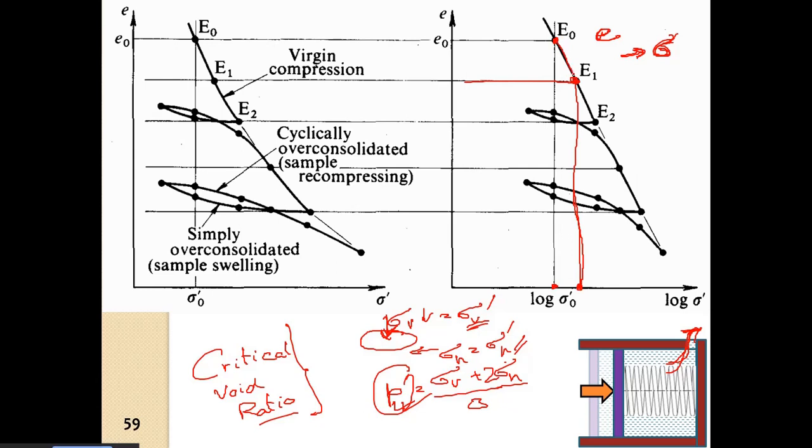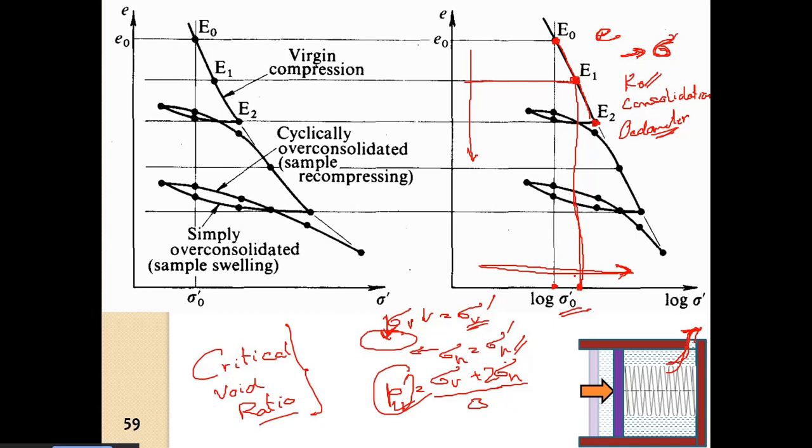So the void ratio will keep on decreasing as we are going on increasing the confining stress or the effective stress. So this is K naught consolidation in the oedometer. So what I want you to understand is that for a particular effective confinement in the K naught consolidation stage, there is a particular void ratio.